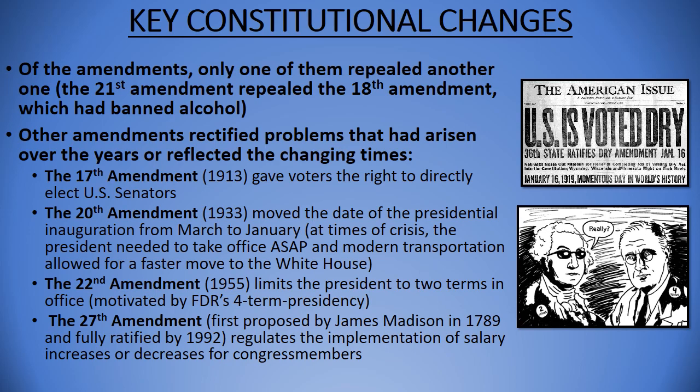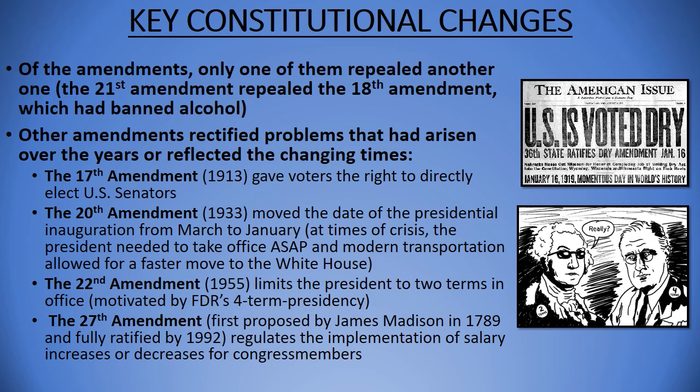Other amendments that have rectified problems in our country: the 17th Amendment gave voters the right to directly elect their U.S. senators. So in the original Constitution as written, way back when in the 1700s, the original plan for the Senate was that your U.S. senators would be appointed by your state legislature. So in 1913, they kind of flipped that back and gave voters the direct power to go to the voting booth and elect the senator that you want.